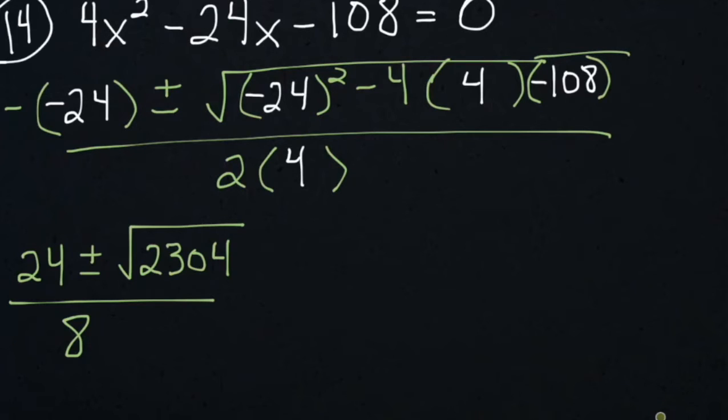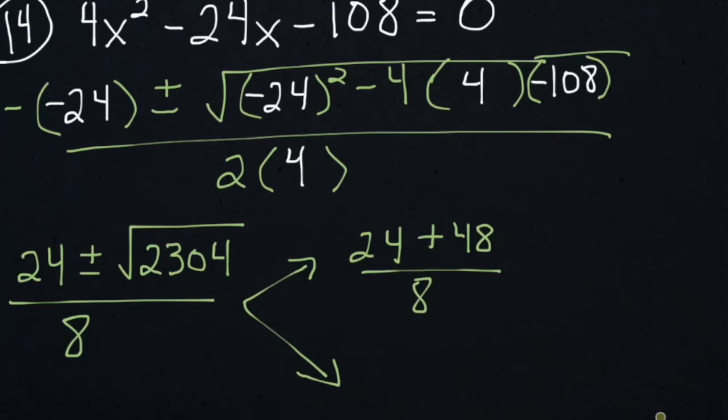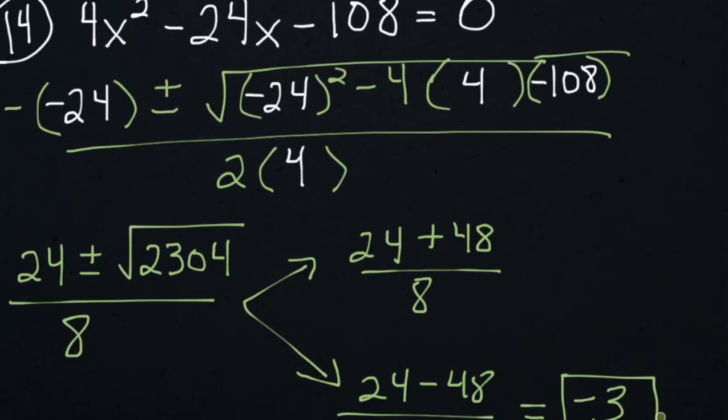I wonder if that's a perfect square. It turns out that it is. The square root of 2,304 is 48. So I have two cases: 24 plus 48 divided by 8, and 24 minus 48 divided by 8. So 24 minus 48 is negative 24. Divide that by 8, I get negative 3. So that's one of my roots.